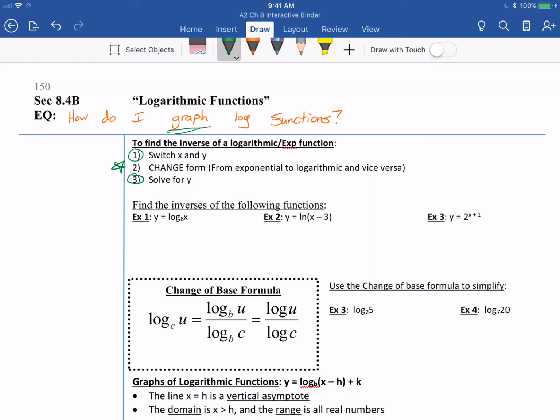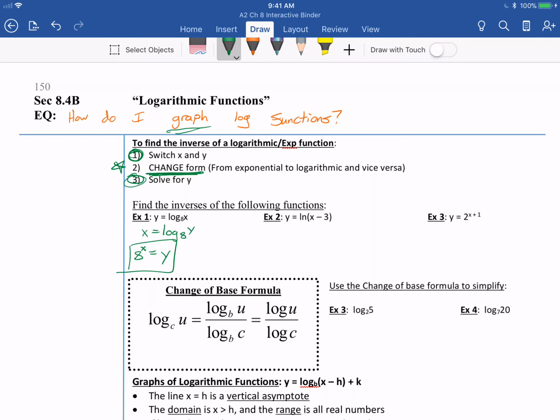So here we go. It says find the inverse of the following function. So let's first switch the x and the y. So I get x equals log base 8 of y. All I did was switch the x and the y. Now I have to change the form. It is in log form right now. I have to make it into exponent form. So my exponent form, remember, the 8 is the base. I always raise it to whatever's on the other side of the equal sign, which is x, is equal to y. All right, and now I have to solve for my y, and look, my y is all by itself, so I am good.